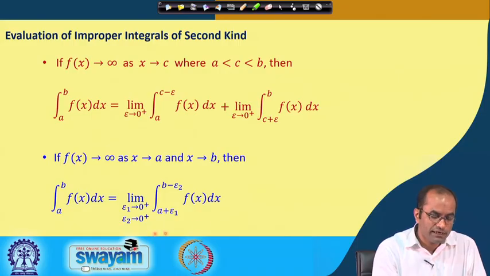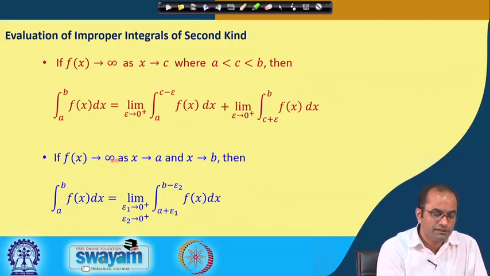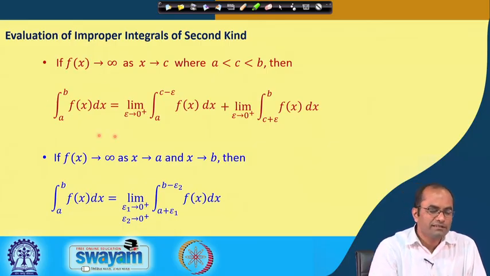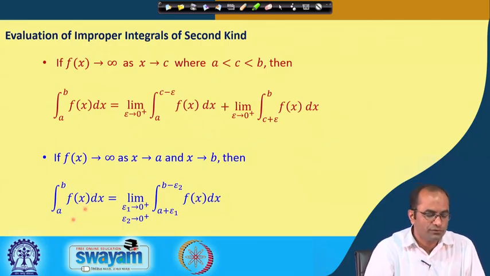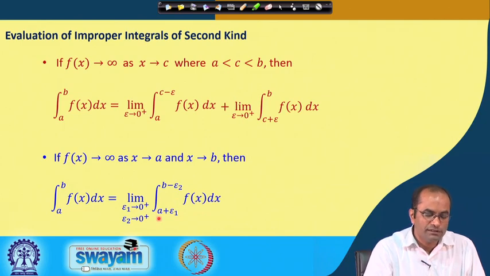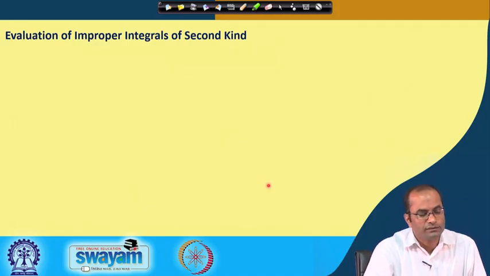In this case, when f(x) is approaching infinity at both the ends, we can also break this integral at some other point, like a to c and then c to b, and then we can handle exactly the integrals we have handled before. So, we have two different integrals instead of this one, and the first one we will handle with a plus epsilon, and the second one we will handle with b minus epsilon, similarly as we have done above. So, here is how to evaluate such improper integrals of the second kind.